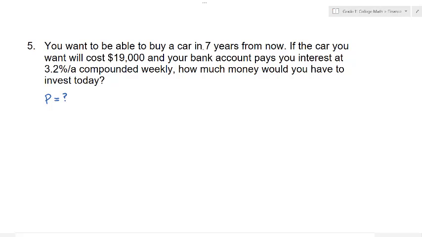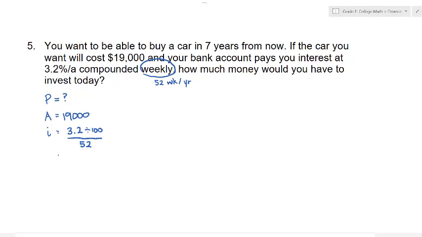You want to be able to buy a car in 7 years from now, and it's going to cost you $19,000. So the future amount is $19,000. So that's A. A is your $19,000. Your bank account pays you interest at 3.2%. So that's my I is 3.2. It's a percent. I have to change it to a decimal by dividing it by 100. But then it's compounded weekly. So now I need to divide this by however many weeks there are in a year. And so there are 52 weeks per year. So I would divide it by 52.